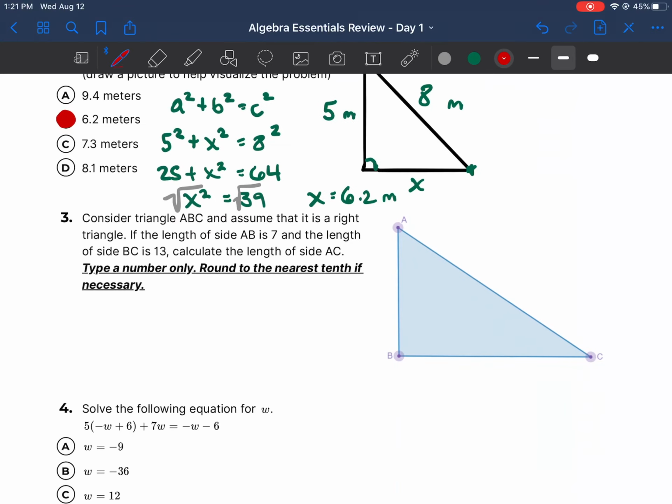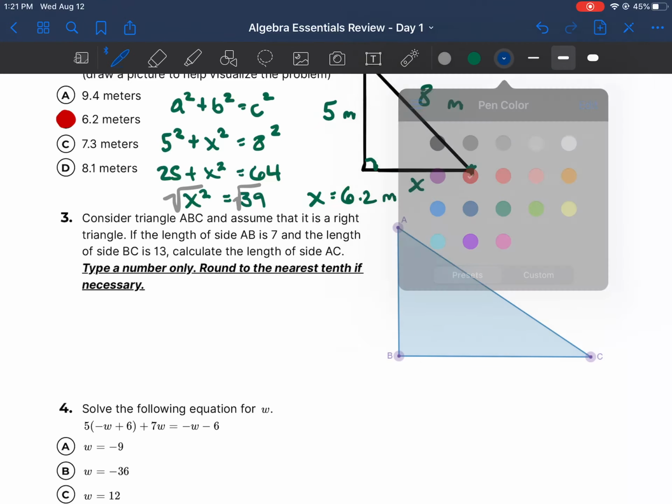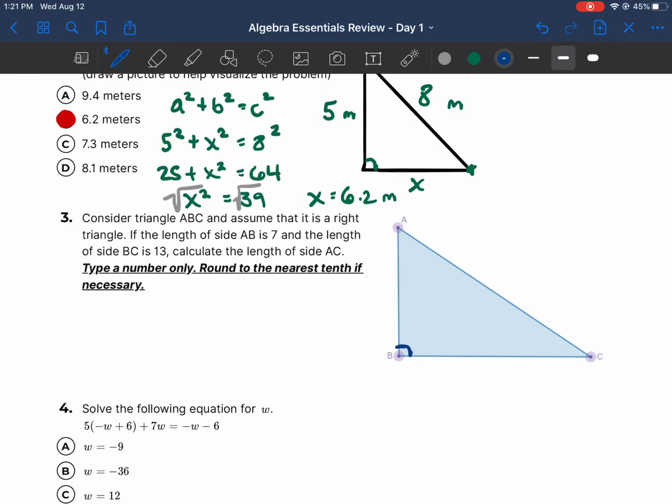Looking at question 3, consider triangle ABC and assume that it is a right triangle. If the length of side AB is 7 and the length of side BC is 13, calculate the length of side AC. So we are assuming that we have a right triangle here. So we're assuming the angle B is 90 degrees based off the picture. And we've already been told that the length of side AB is 7 and the length of side BC is 13. So we want to find the hypotenuse.